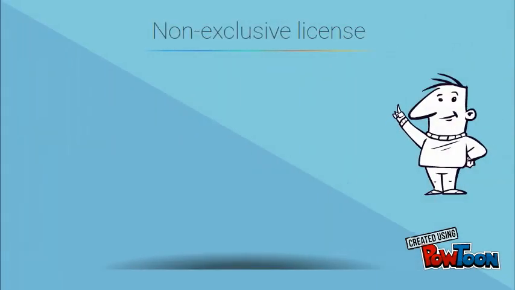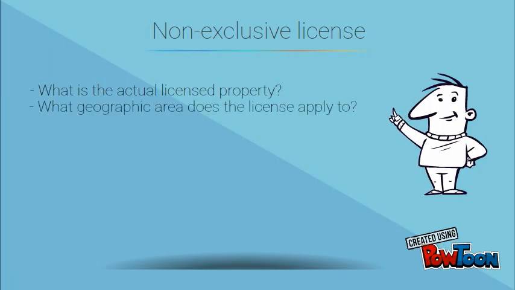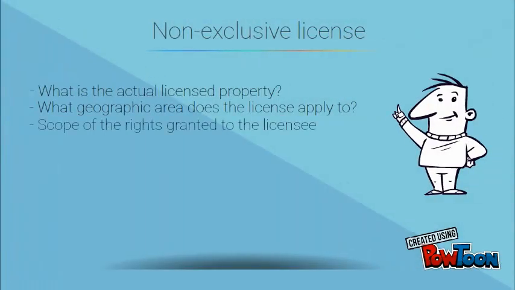For non-exclusive licenses, the patentee should have regard to the following matters. Firstly, what is the actual licensed property? They should clearly identify the particular patent subject to the license. They should also consider the territory within which the licensee may exercise their rights. What is perhaps the most important consideration is the scope of the rights granted. This may include any restrictions on the use of the licensed patent rights. Also, the duration of the license needs to be clearly identified.